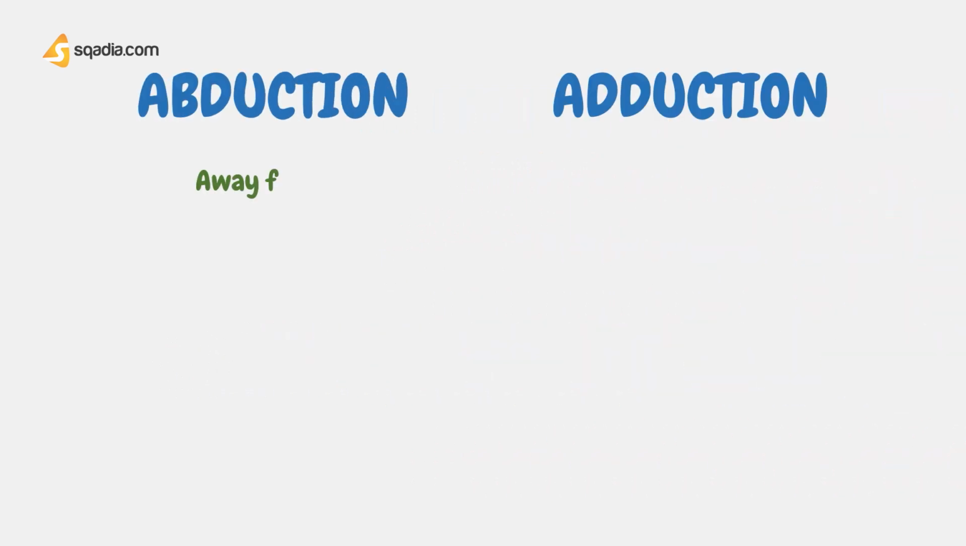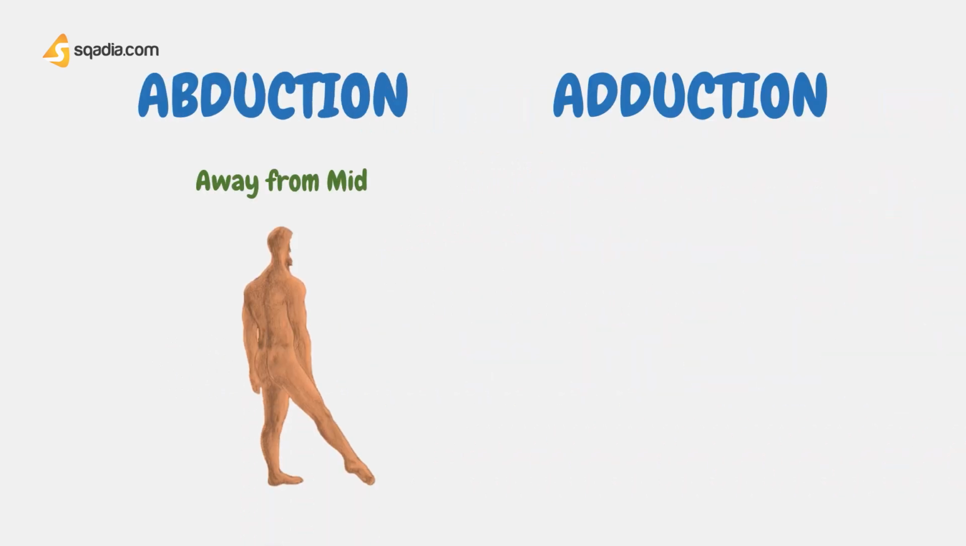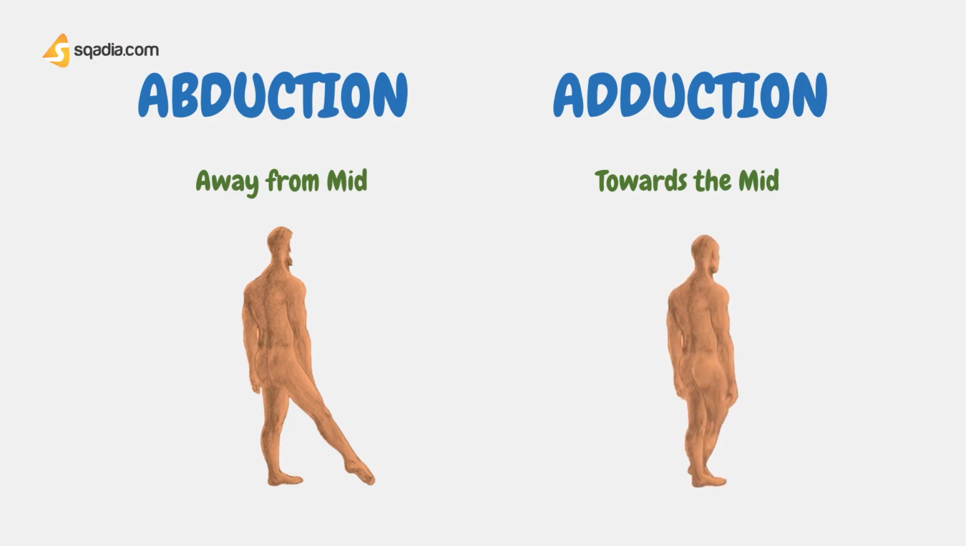Now we have abduction and adduction, which are the movements of the limbs. Abduction refers to the movements in which the limb is carried away from the medial or middle of the body. You can see in this image the adduction of the lower limb. Adduction refers to the movements in which the limb is carried back to the initial position or towards the body.